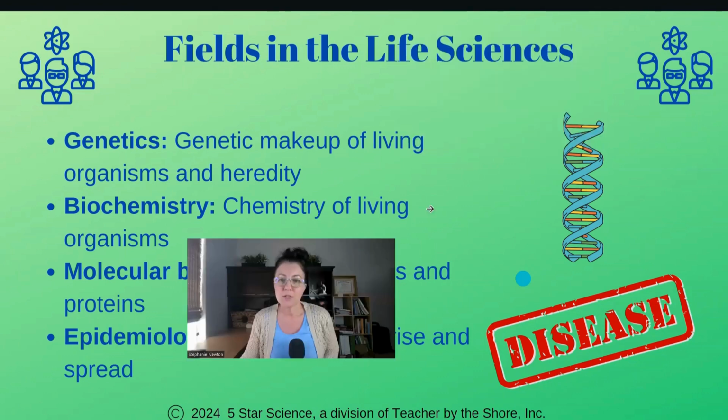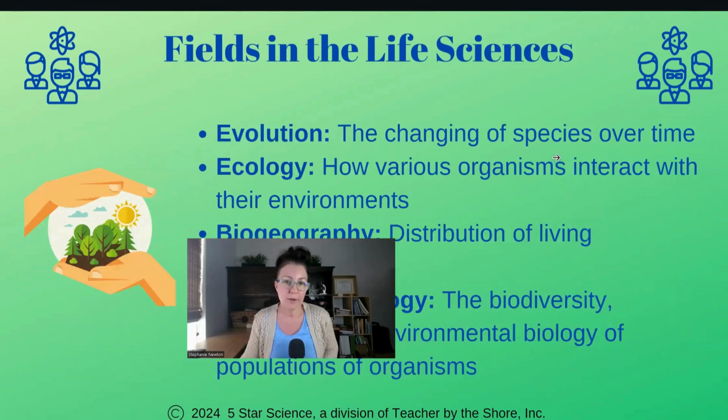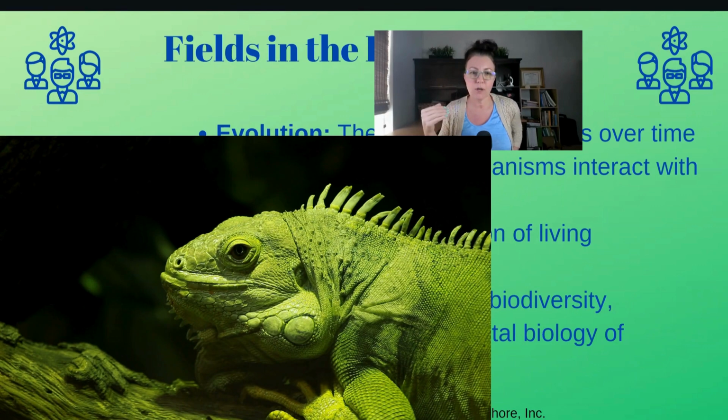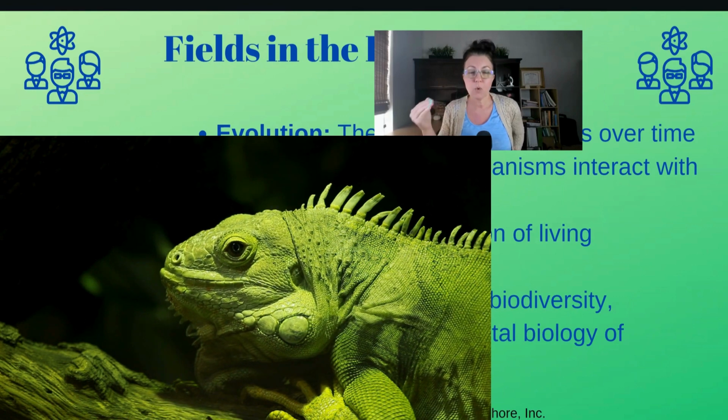Evolution. This is the changing of species over time. Ecology. They study how various organisms interact with their environment. A biogeographist, or I should say, I don't know if that's an actual word, biogeography. This is the study of the distribution of living organisms, meaning where are they located? How do they move? So they might study something like here in Florida, we have the iguanas.